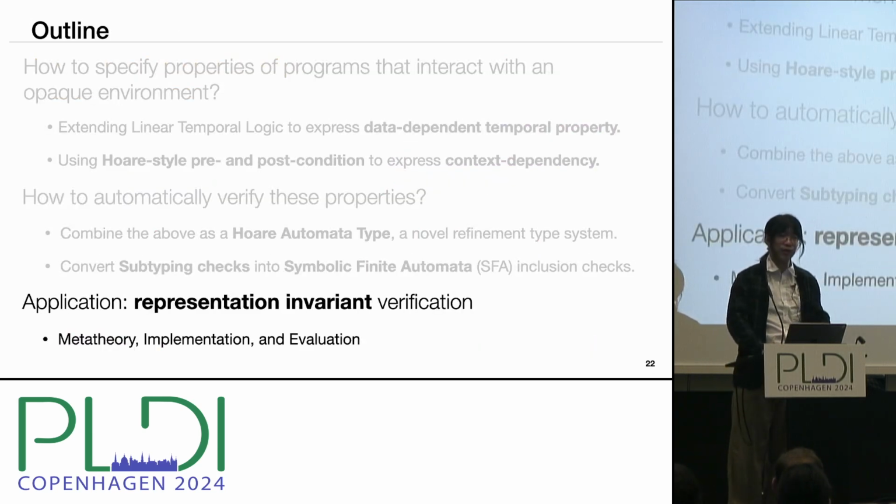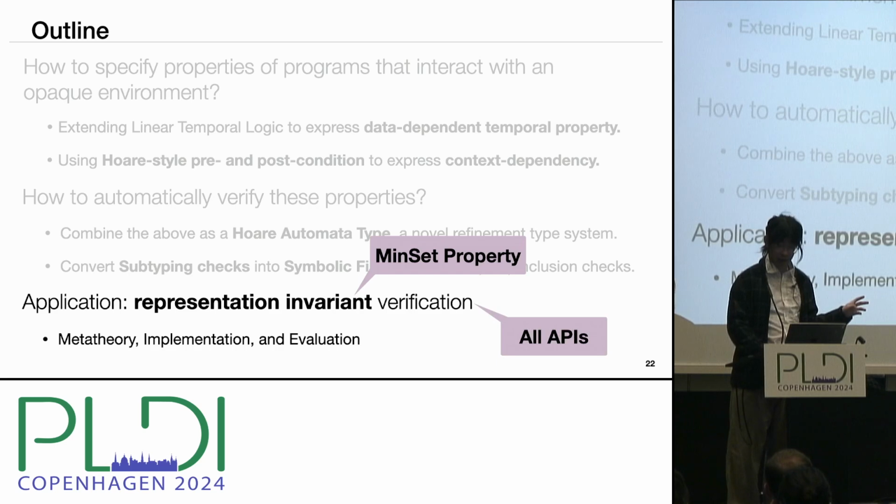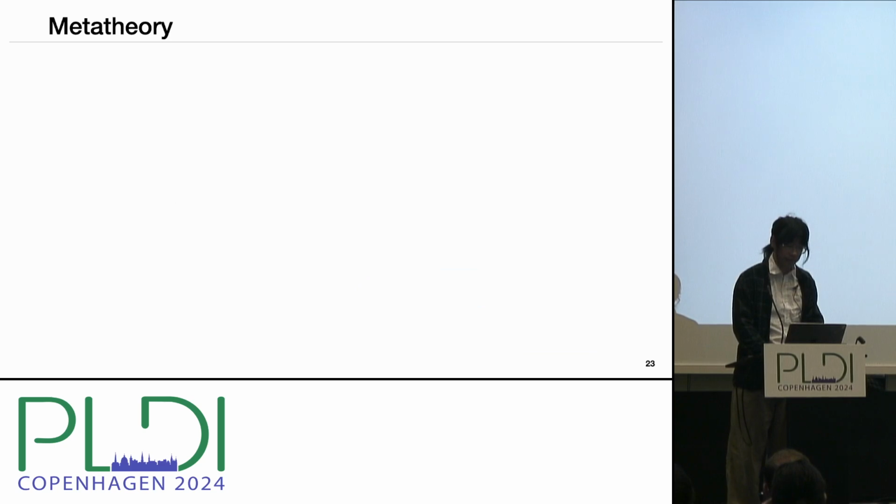Okay, so let's move on to the real application, the verified representation invariant. That's not quite different from our motivating example, because for the ADT MeanSet, the representation invariant is just the MeanSet property, and we try to verify all APIs, not just the add function, to preserve the MeanSet property. I will introduce meta theory, implementation, and evaluation then.